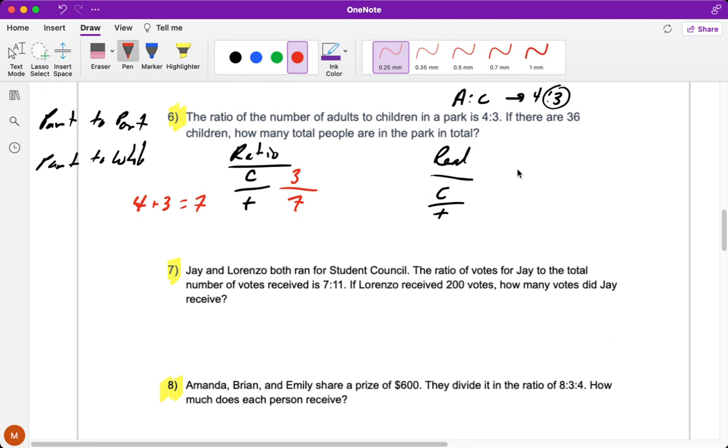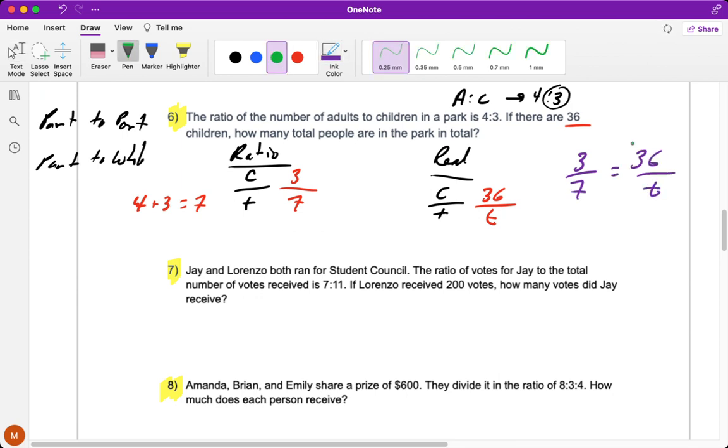Now when I go to the real one, they tell me that there are 36 children, and we don't know how many total people there are. That's what we're trying to solve for. So by writing it out first, it allows me to develop a plan and make sure I'm being consistent. And now I'm going to set those two fractions equal to each other. 3 over 7 is equal to 36 over t.